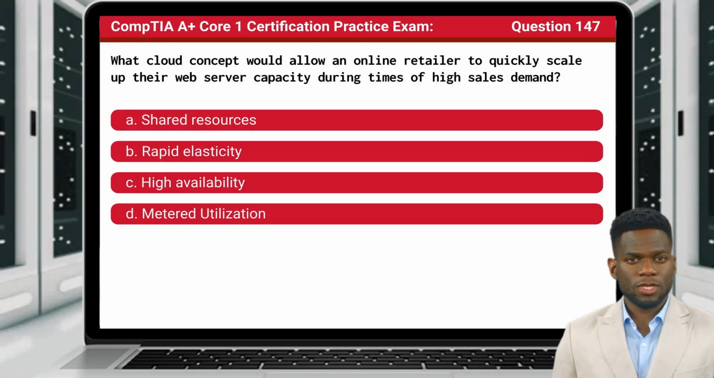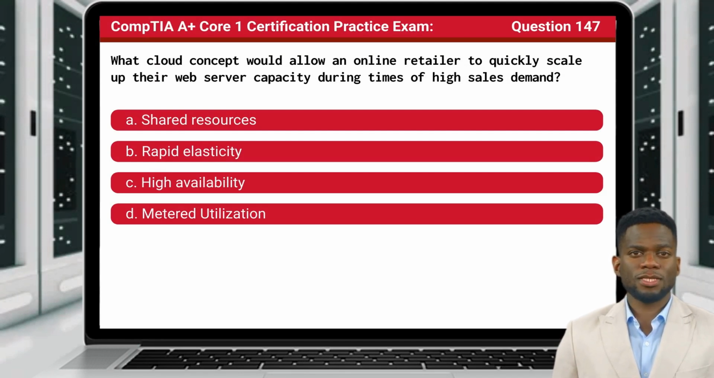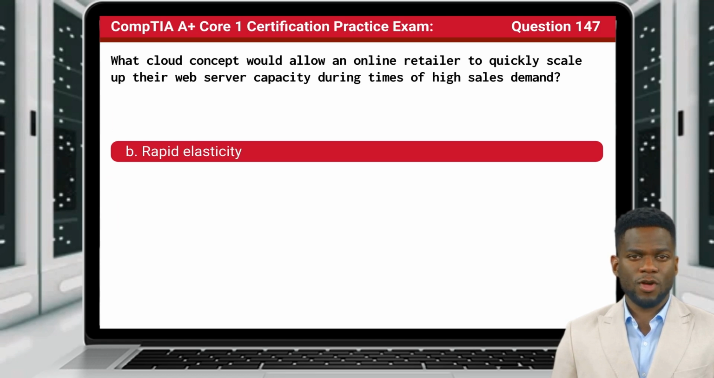Question 147. What cloud concept would allow an online retailer to quickly scale up their web server capacity during times of high sales demand? The answer is B. Rapid elasticity.